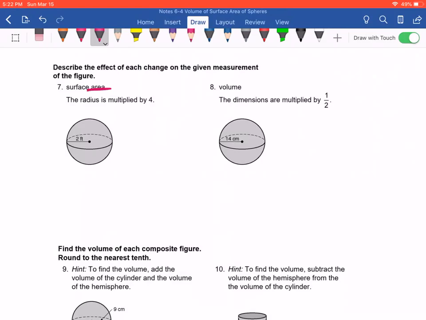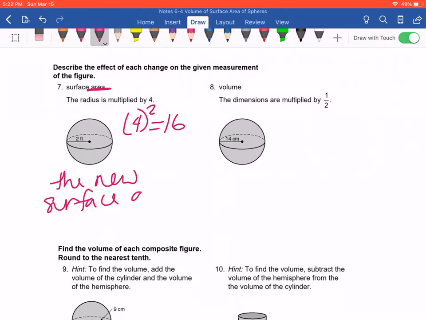Well, we're not looking for volume. So really what I want to do is I want to take 4 and I want to square it. And what I end up finding out is that when we apply a multiple of 4 times the radius, we end up with the resulting surface area is 16 times larger. So the new surface area is 16 times larger than the original.